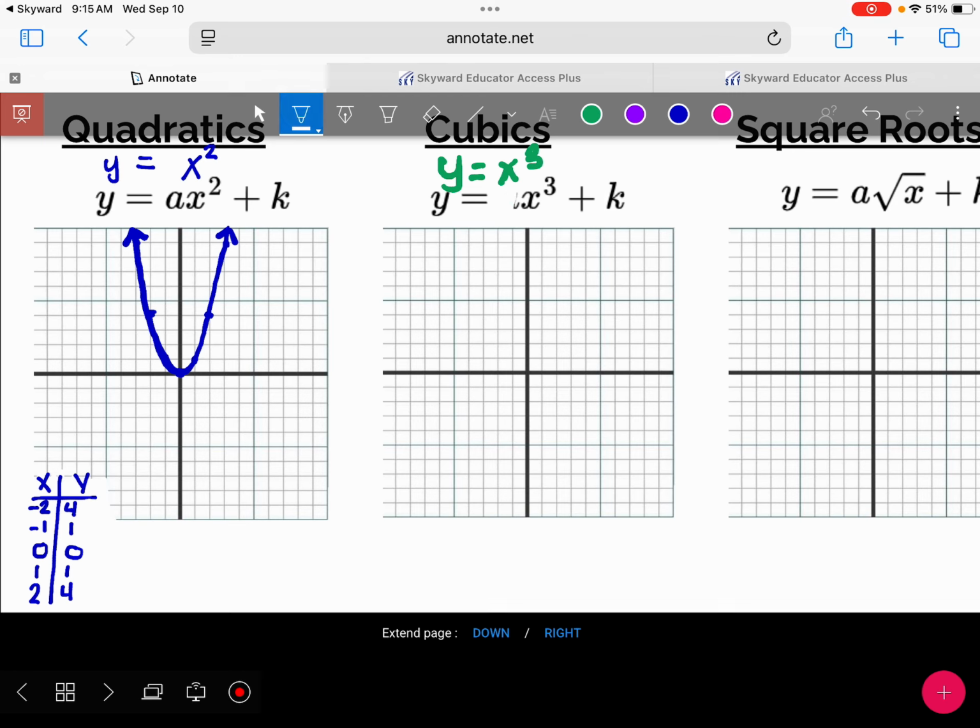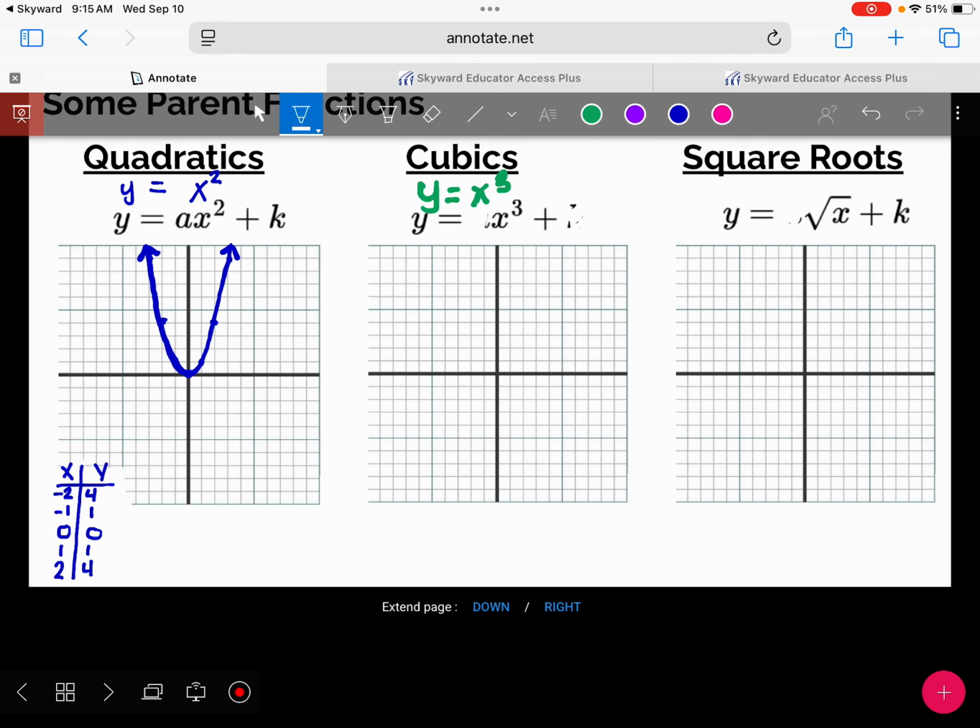We're just going to look at our x cubed right now. And then our last one, we'll look at our square root.